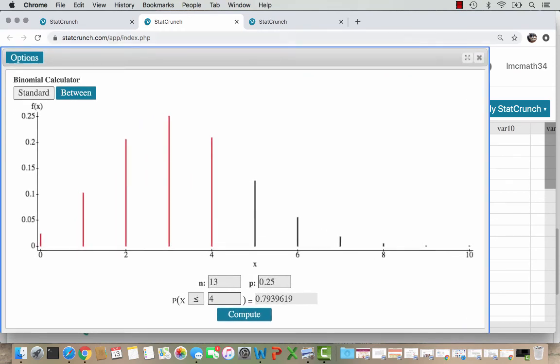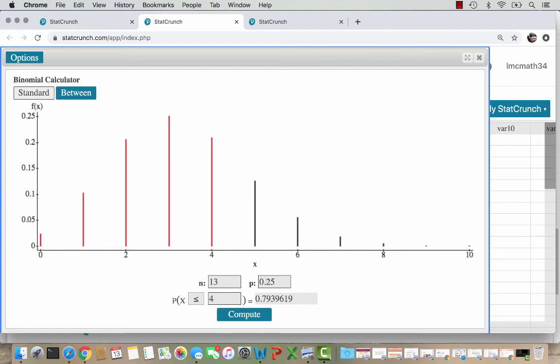All right, so this should match the screenshot for the binomial calculator that you have here in your PDF or in your activity packet. So we see the calculation is 0.7939619. So almost 80% of the time, if you're dealt 13 cards at random, you're going to have less than or equal to 4 hearts cards.